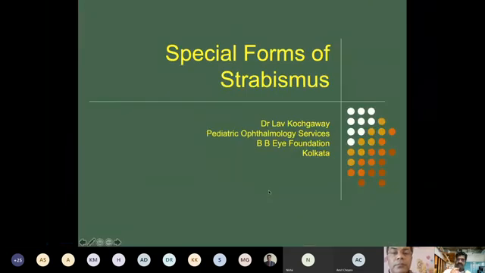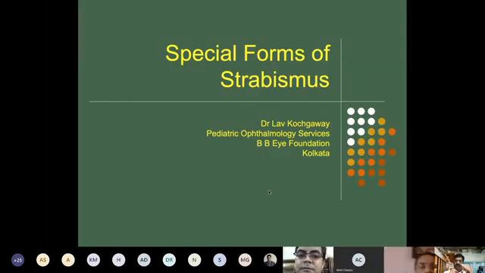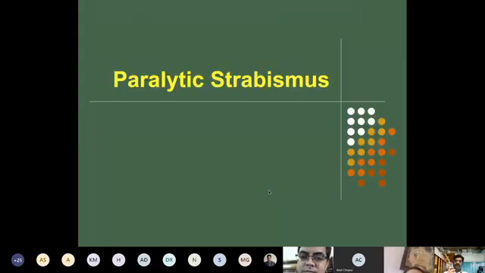So let us start with the final phase. Though this doesn't cover the full range of strabismus, a major part is covered, and this will be a little bit brief, a brief description of all the different other types of strabismus, which we call special forms of strabismus.